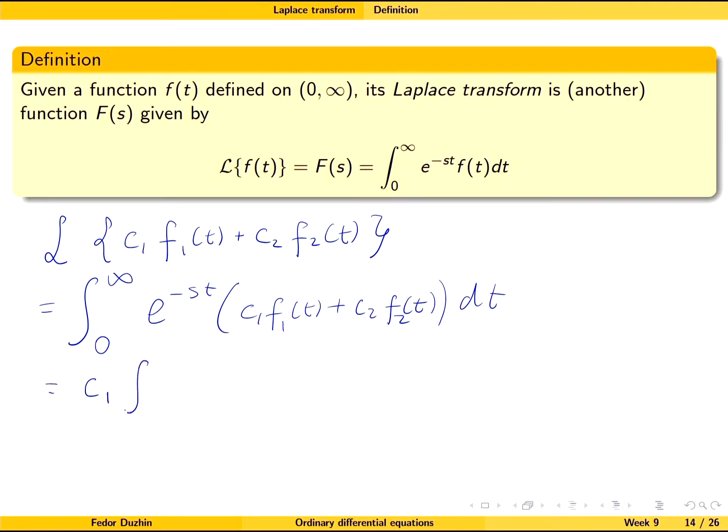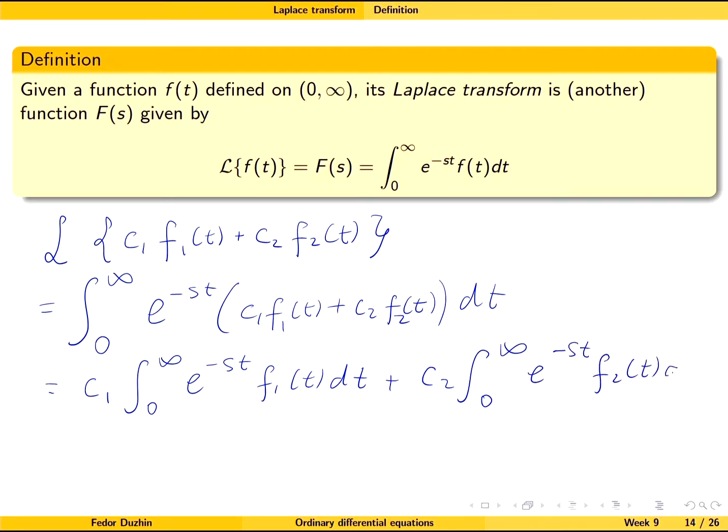So this is going to be c1 times the integral from 0 to infinity of e to the minus st times f1 of t dt, plus c2 times the integral from 0 to infinity of e to the minus st f2 of t dt. And this is c1 times the Laplace transform of f1 plus c2 times the Laplace transform of f2. In other words, what we see is that the Laplace transform is actually a linear transformation from the space of functions in t to a space of functions in s.